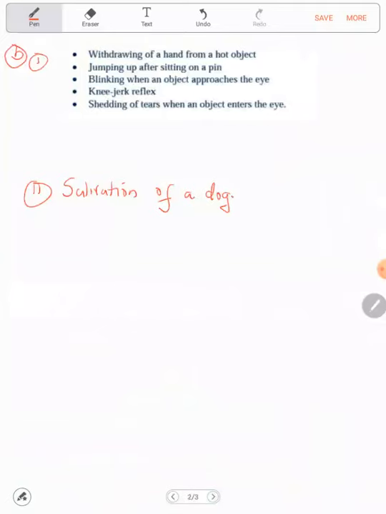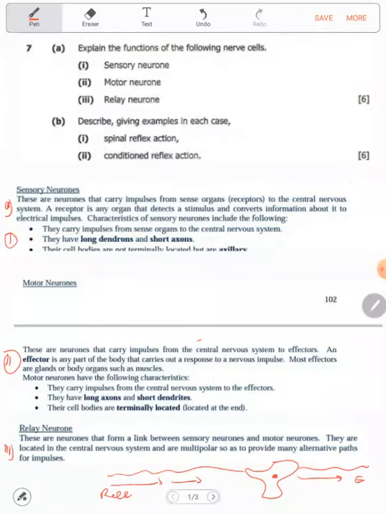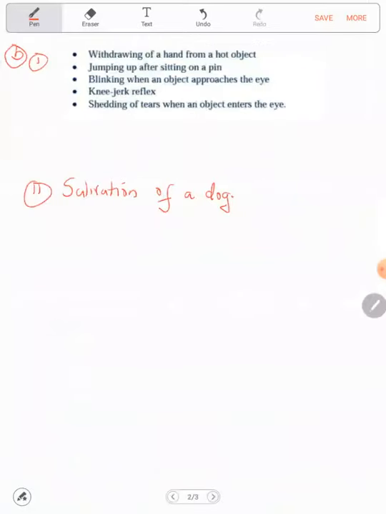B, which was saying that we need to describe what a spinal reflex is and what a conditioned reflex is. A spinal reflex, like I said, is a type of reflex which occurs automatically. It's not controlled by the brain. That's a reflex action. Examples are withdrawing a hand from a hot object, the brain is not involved, and jumping up after sitting on a pin, the brain is not involved, and so on.